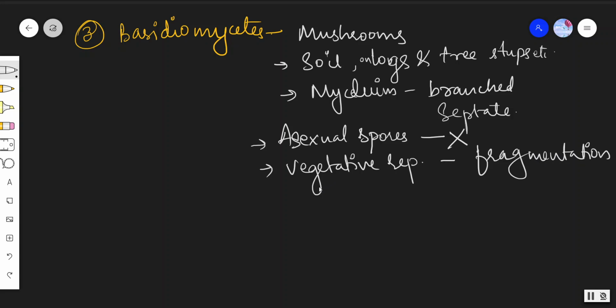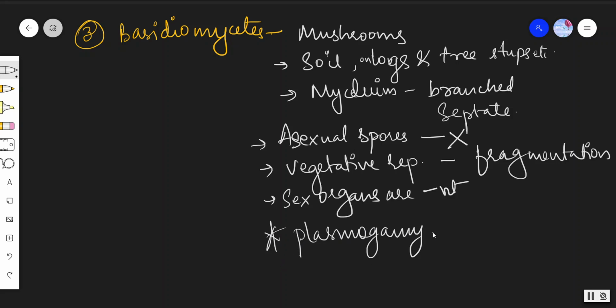The sex organs are absent, but plasmogamy is brought about by fusion of two vegetative or somatic cells of different strains or genotypes. Plasmogamy can be seen. The resultant structure is dikaryotic, means having two nuclei in them.